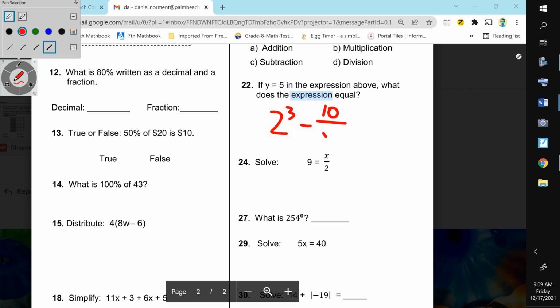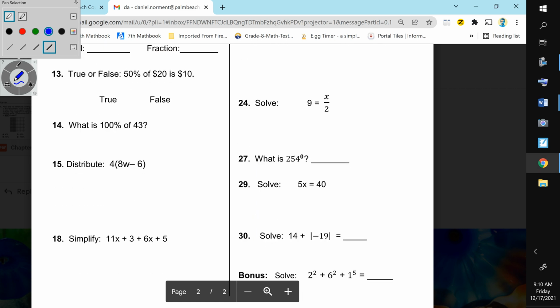You're going to take the y and you're going to replace it with a 5. Okay? So what I would do is I would actually do 10 over 5, which simplifies to 2. And then now you're going to take 2 to the third power. And then whatever that gives you, you're going to subtract 2 from, and that's it. You're done.